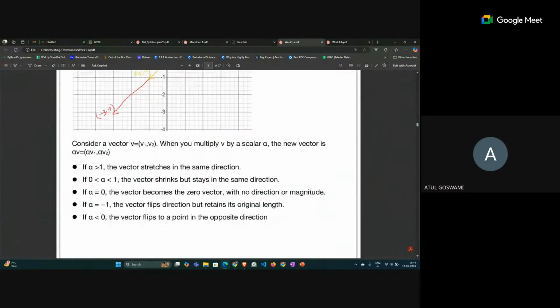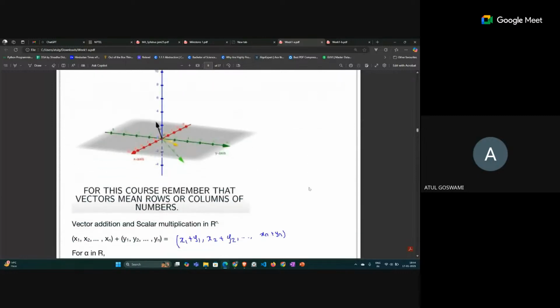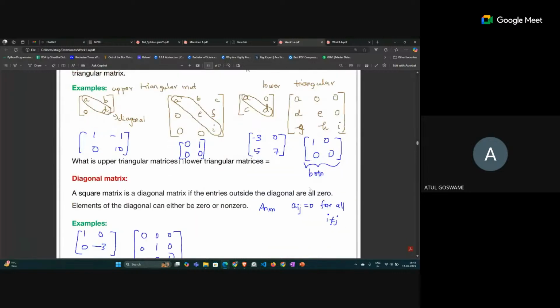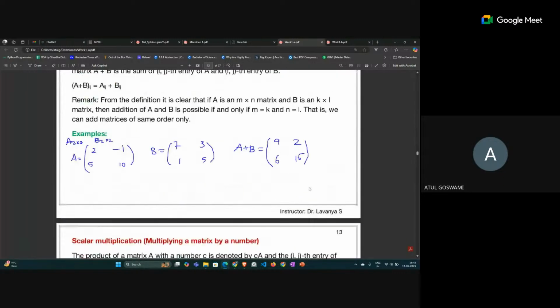So in this session, this part is already discussed. This is also. I'll start where the ma'am has left.